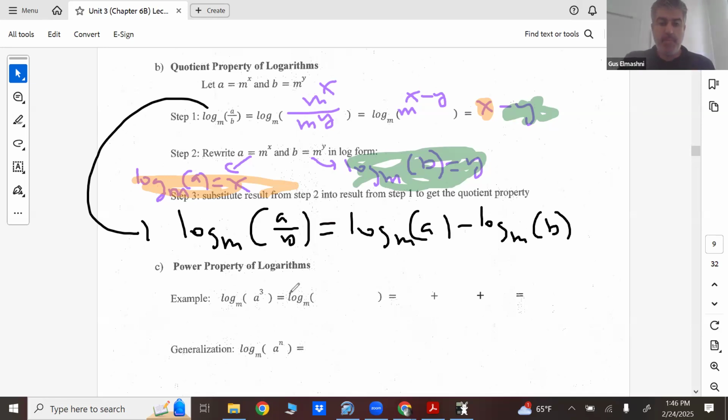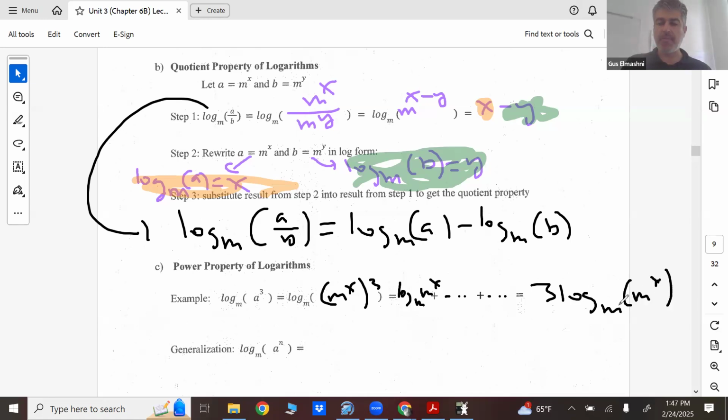The last one is the power property. So if you have A cubed, that's like saying M to the X raised to the third power. You're doing this 3 times, because you're cubing it. So it becomes log base M of M to the X, and it's repeated 2 more times. So you get 3 times log base M of M to the X power.